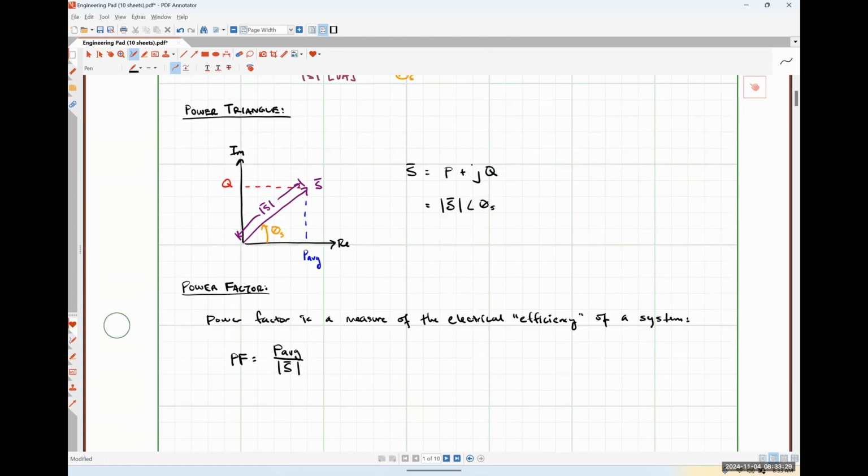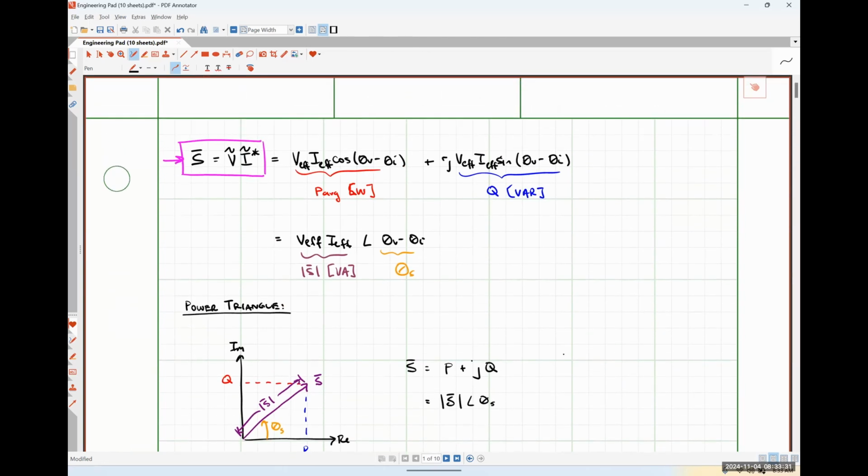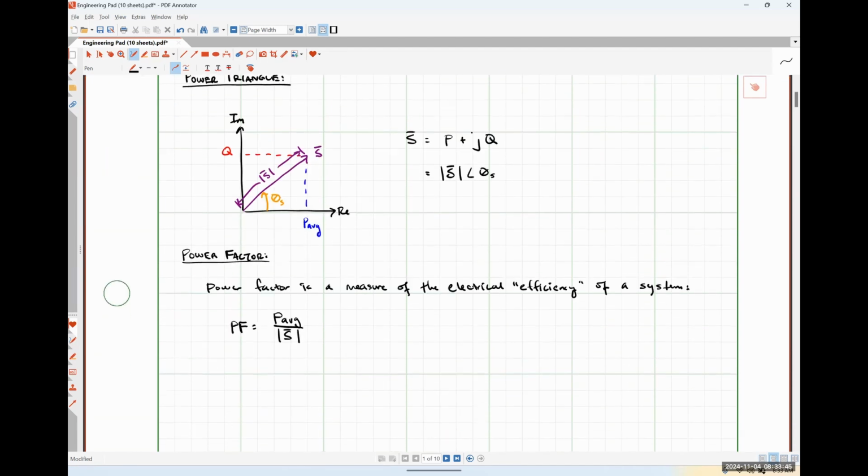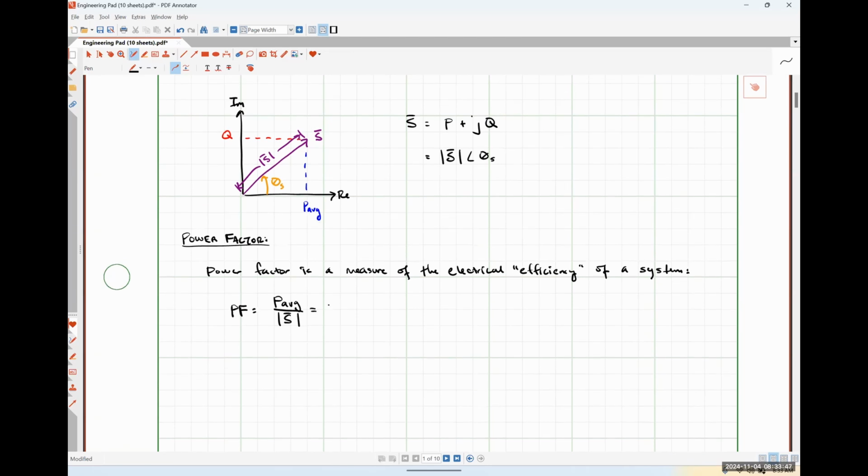If we look at our relationships up here for average power, we have V effective, I effective, cosine theta V minus theta I. Our apparent power relationship is just V effective times I effective. So if we divide P by the magnitude of S, all we're left with is the cosine of our power factor angle. Okay. So these are our mathematical relationships. We are going to use them extensively.